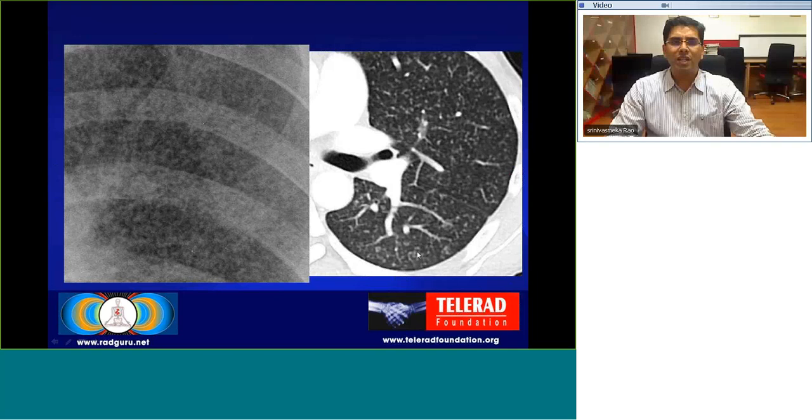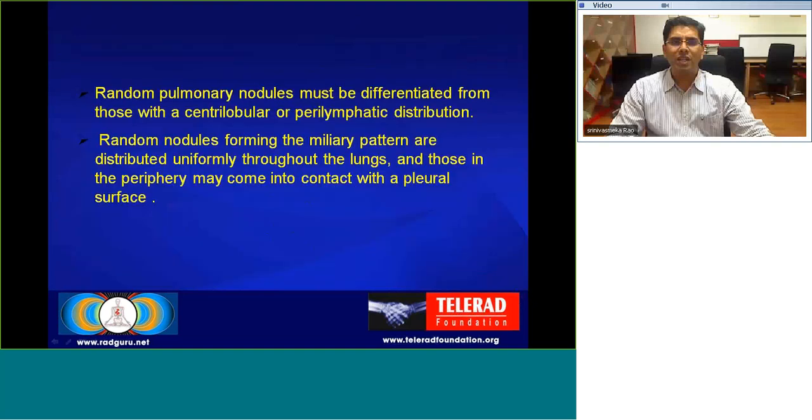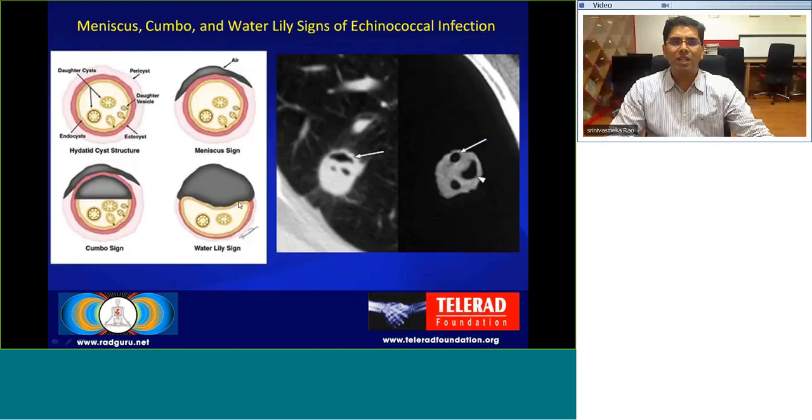Why these centrilobular nodules in tree-in-bud do not touch the pleural surface is, if you look at the anatomy of the secondary lobule, the terminal bronchioles end at the middle of the secondary lobule, with one of its surfaces formed by the pleura. Hence, you will not see a nodule actually touching the pleura in a centrilobular tree-in-bud appearance. Hope I am clear. You can remember these miliary nodules are distributed everywhere and they will touch the pleura.